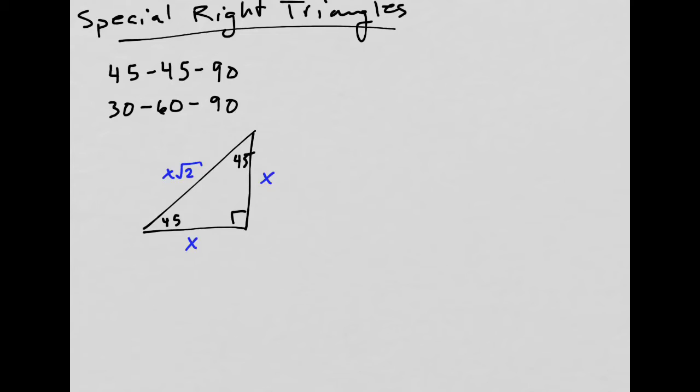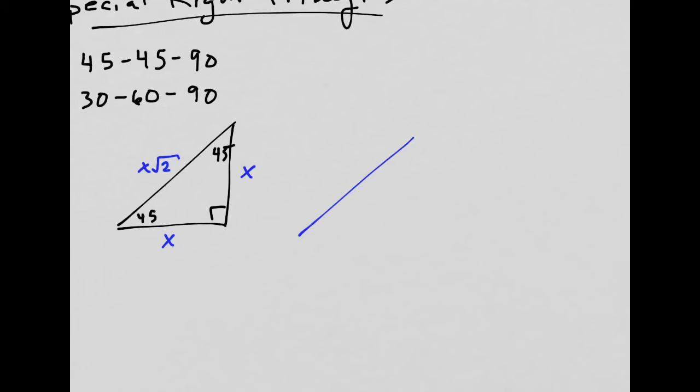As an example, if I told you that this was a 45, 45, 90 triangle, and I said this is 3, then immediately you could say, all right, that has to be 3, and this has to be 3 times the square root of 2. Easy. Done. That's it.